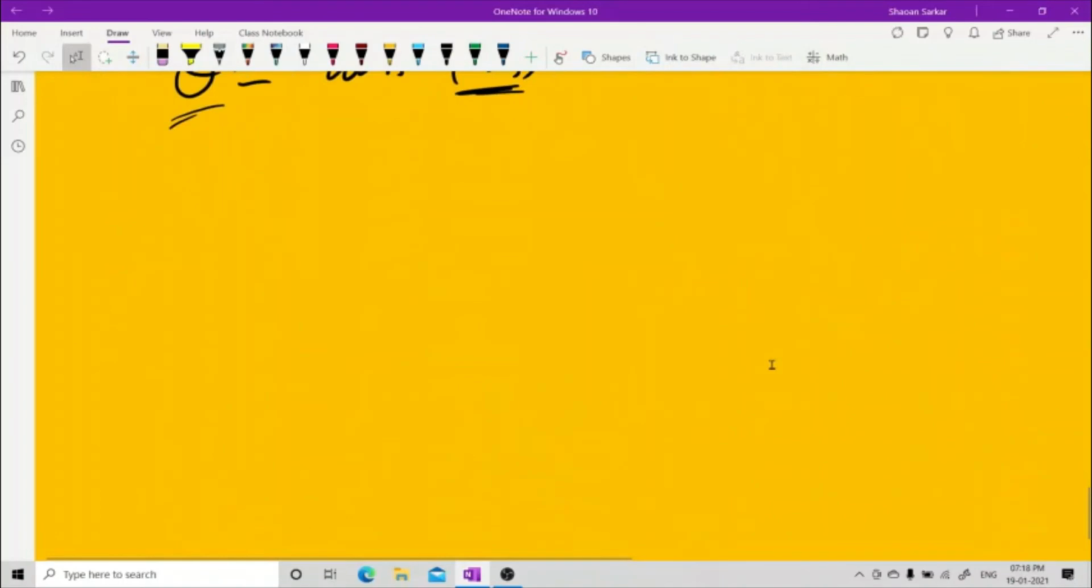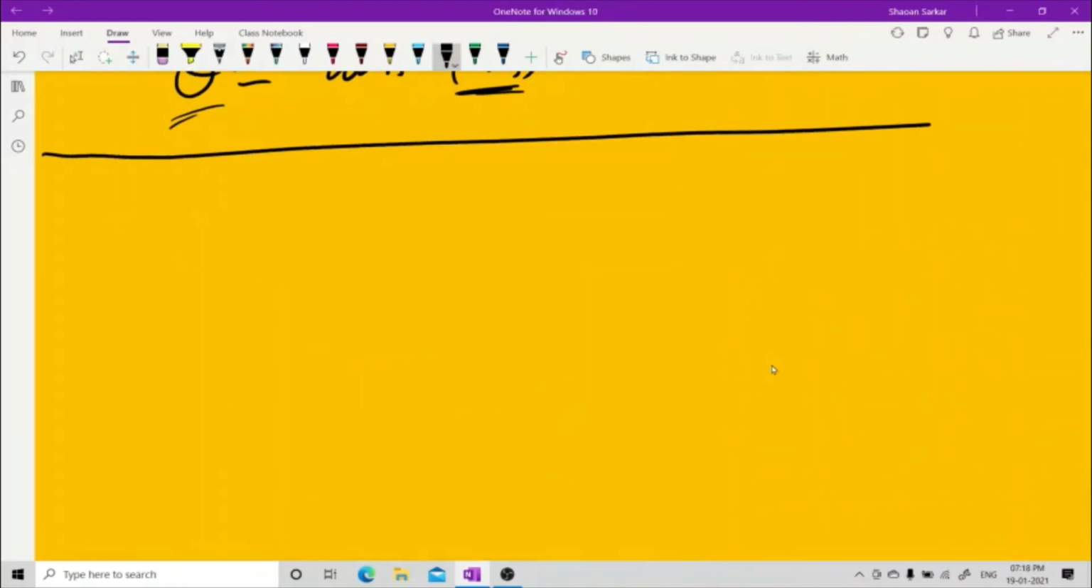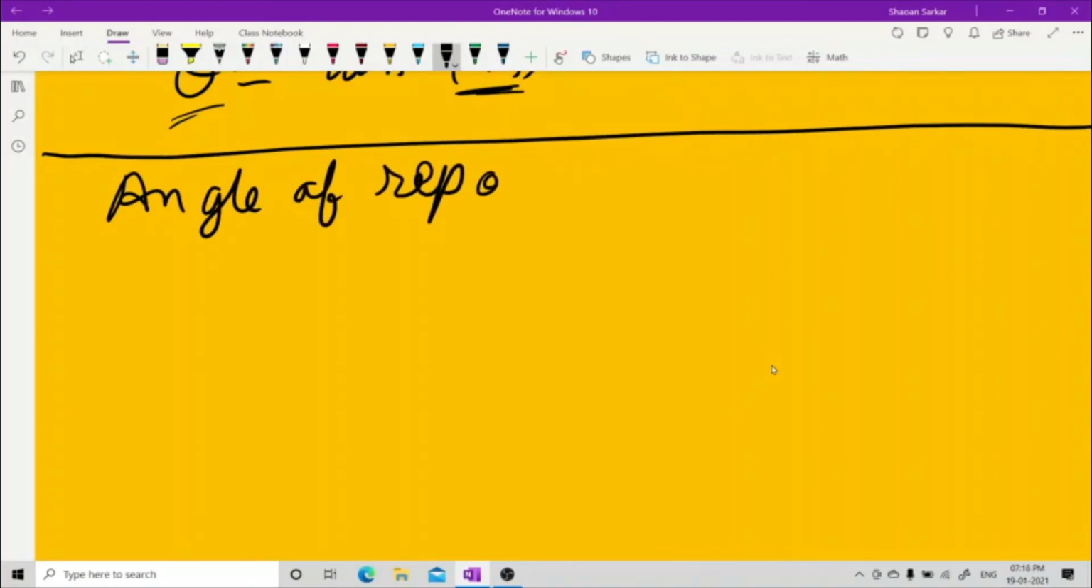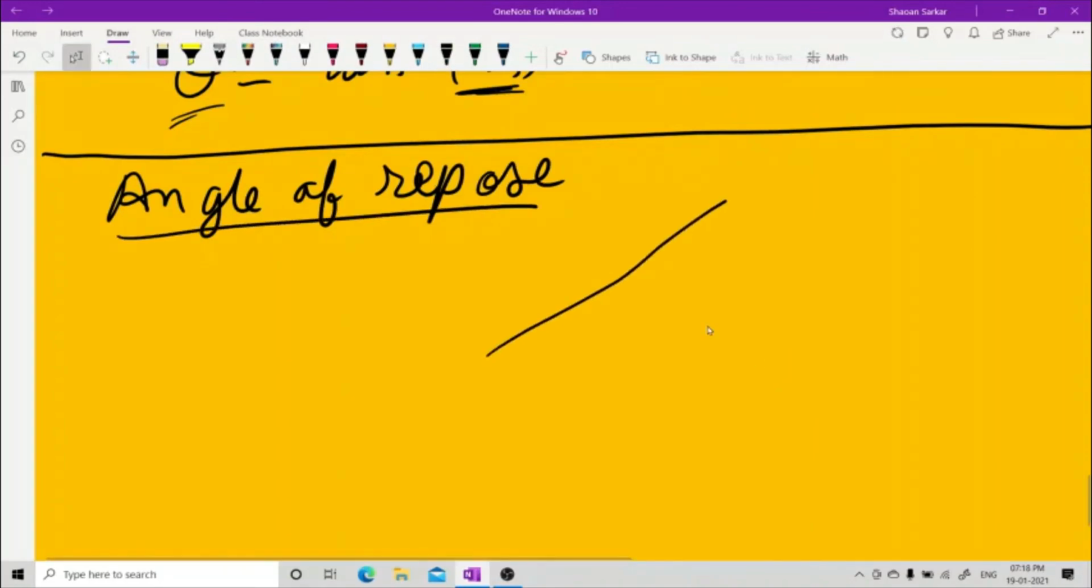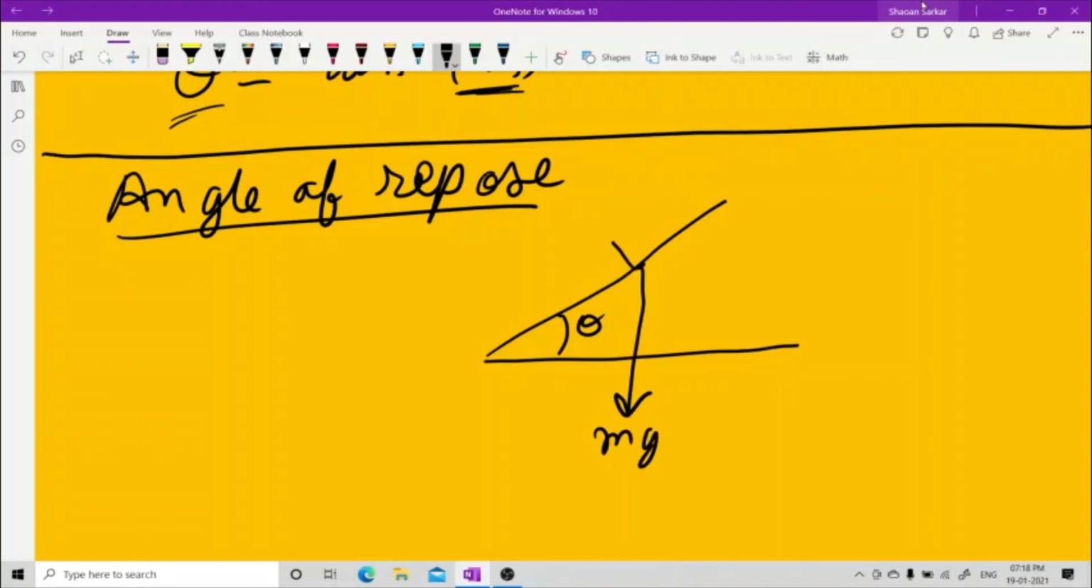Let us write down the angle of repose. Now what is this? You have already seen this diagram earlier. This was my slope. This is theta. This is the body, mg. This is the normal reaction to the surface. This is a straight surface. By mistake, the line got a little bit shaky.